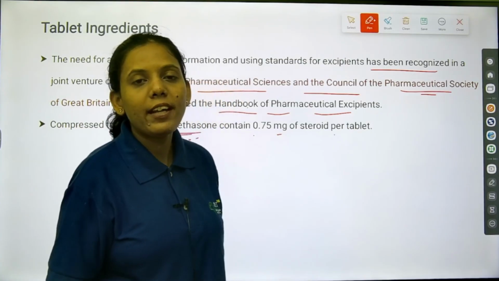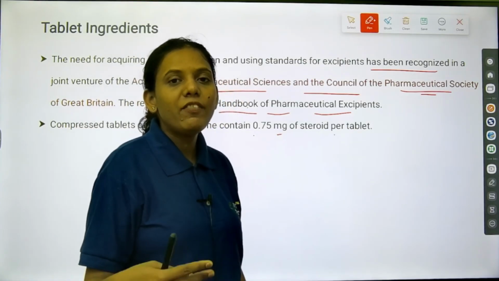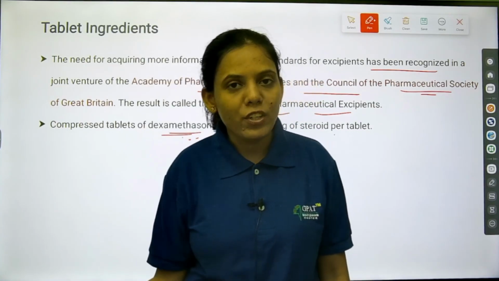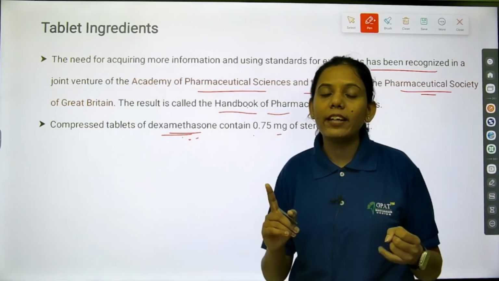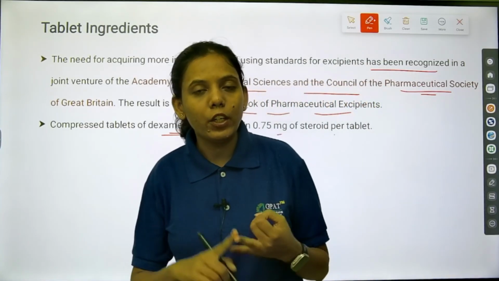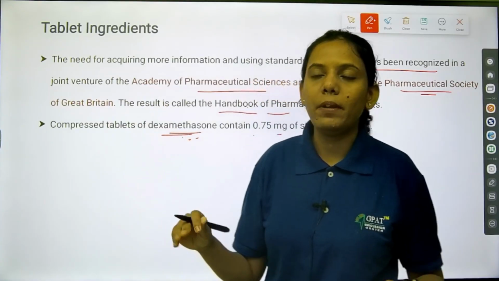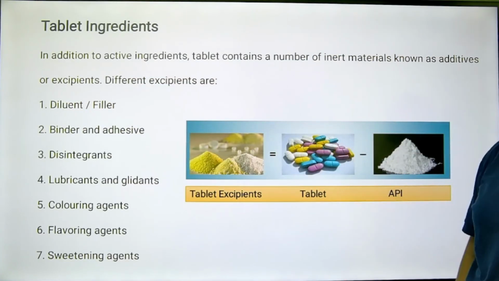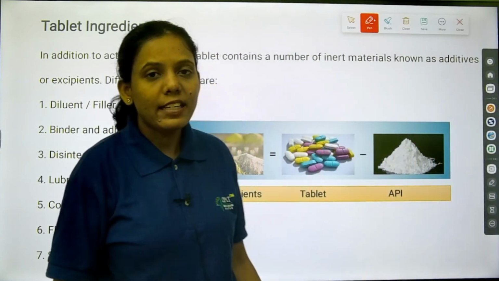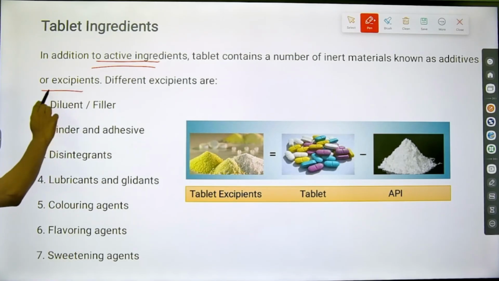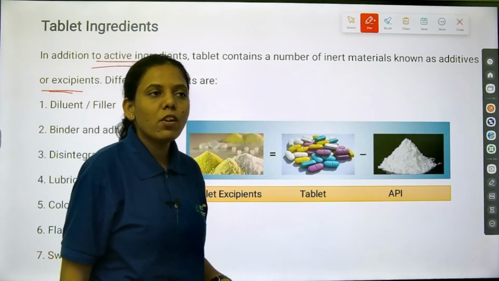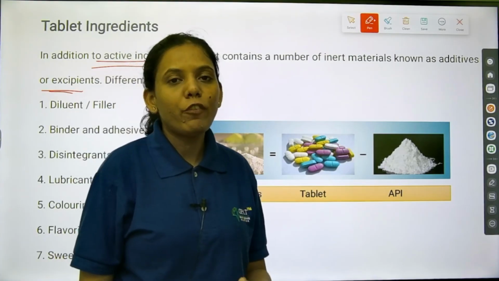So you will be having different kinds of excipients, like diluents, which are also known as fillers. Then we have magnesium stearate, lubricants and so on. So each excipient we are going to see in detail along with the definition. If there is any particular characteristic feature for those excipients, everything in today's lecture. In addition to active ingredients, remember active ingredients have pharmacological activity, which is also known as drug. A tablet contains a number of inert materials which are also known as additives or excipients. Additives because they are the additional ones except for your drug.